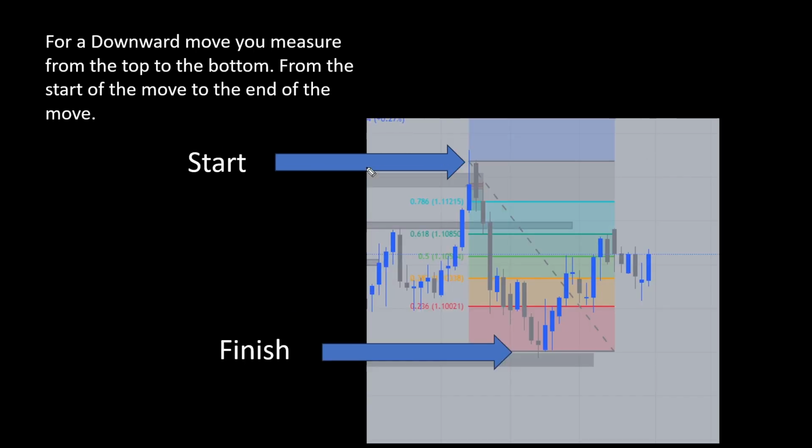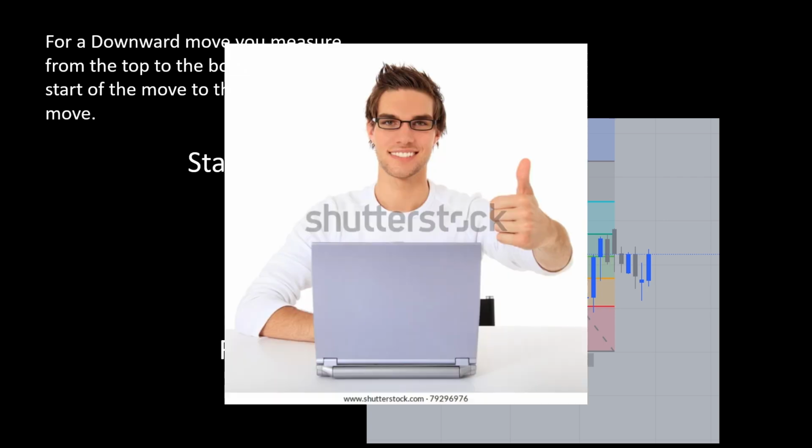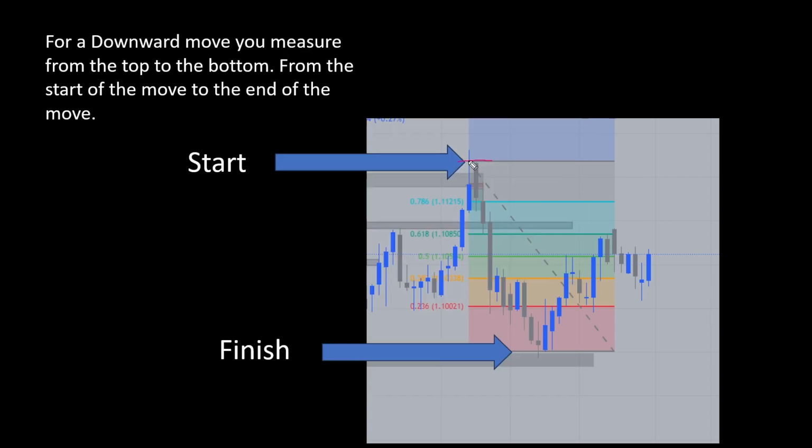The complete opposite for a downwards move. So you'd click the Fib tool and you'd click and drag it down from the top to the bottom. So what this is doing is we have a strong move in one direction. So what this tool is measuring is it's measuring the pullback in percentages. So if we click and drag from the top to the bottom, up here would be 100% because it would have 100% retraced.